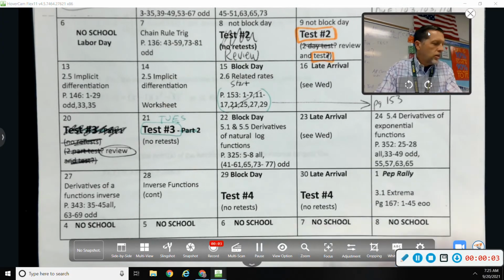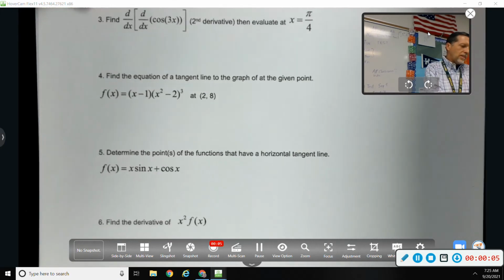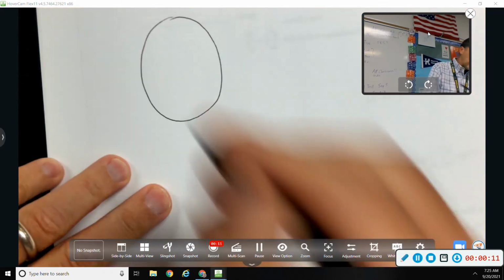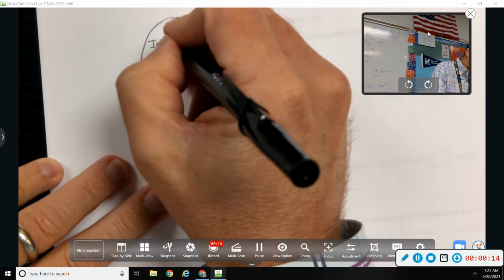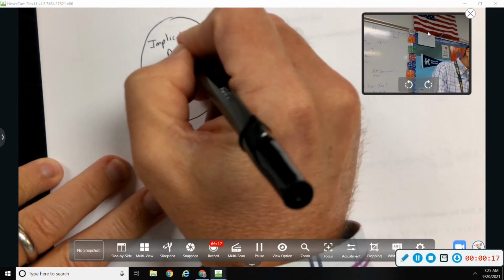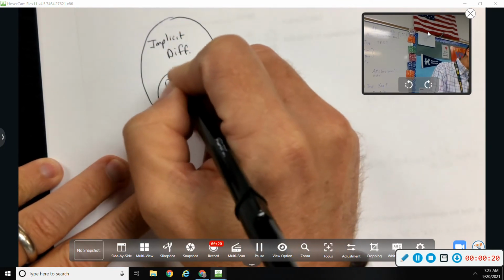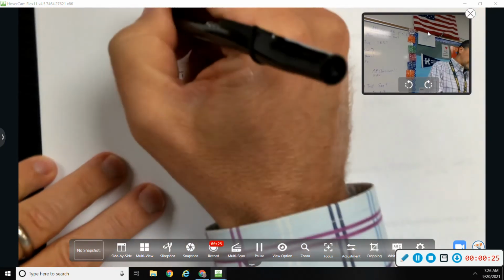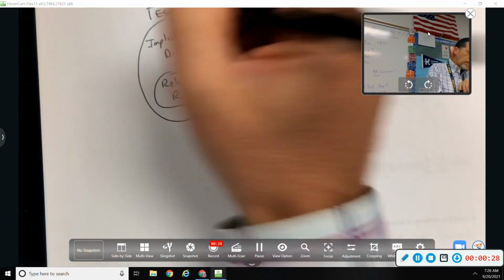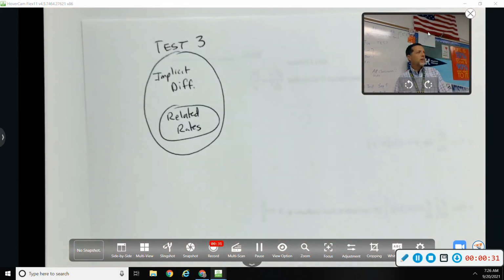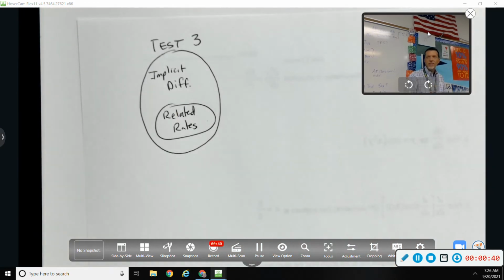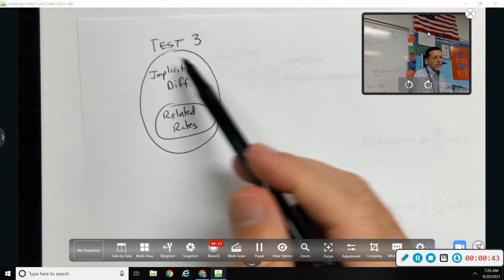So, test tomorrow, 2 topics, implicit and related rates, although never pass up an opportunity for a Venn diagram. Related rates is more like a subset of implicit differentiation. So, that's what's on the test. There's your test outline, by the way. Sorry, that's not much, but implicit differentiation is what all of it is, and then specifically some word problems that we call related rates. So that's a good way to think about the stuff that we've learned.